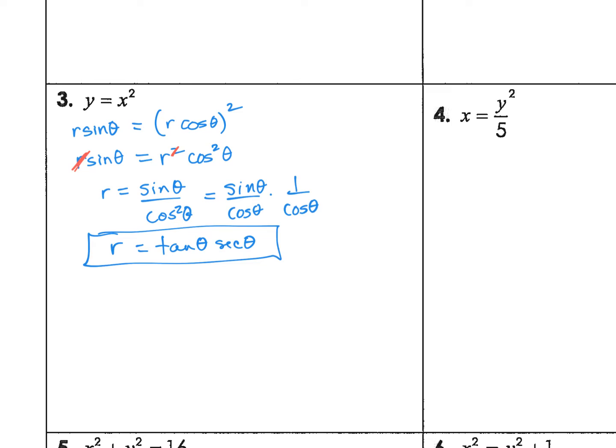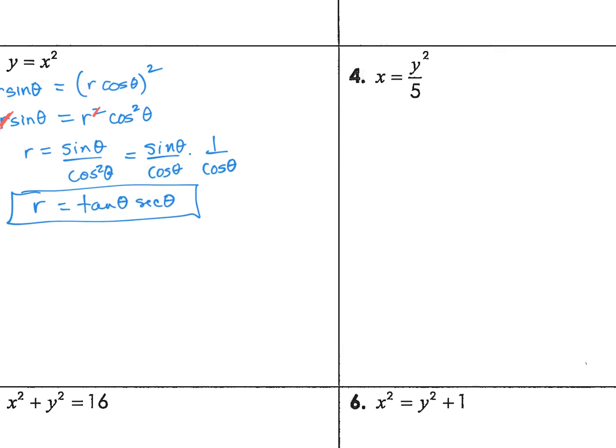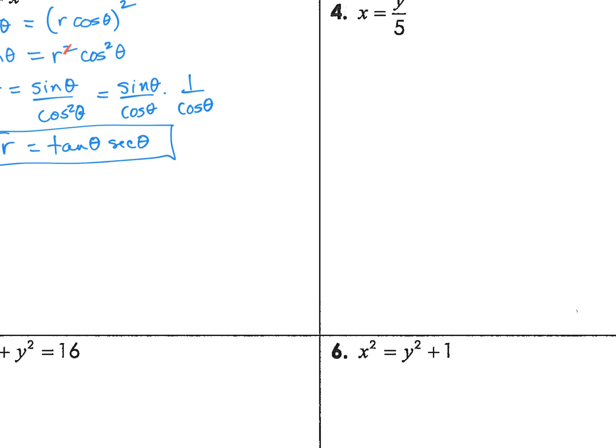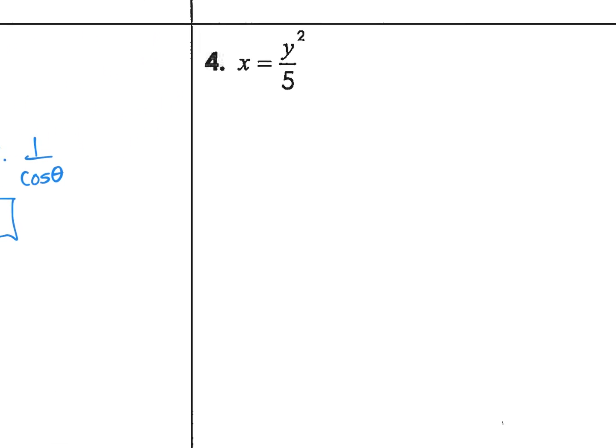Try number 4 on your own. Instead of y equals x squared, we've got x equals y squared over 5. It should sort of predict for you what's going to happen down here at the very end. Instead of tangent secant, what do you suppose you're going to end up with? Come on. If y equals x squared is tangent secant, then x equals y squared ought to be what? Cotangent cosecant. And then you got to figure out what happens to that 5. So just predicting that that's probably what's going to happen.